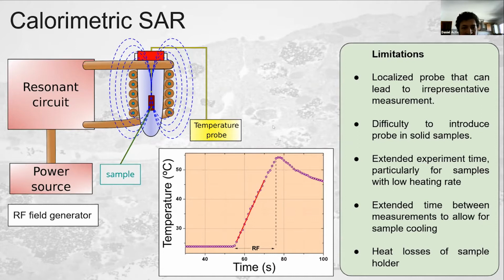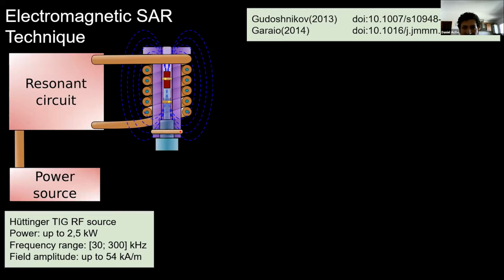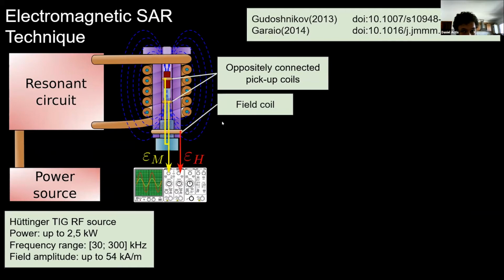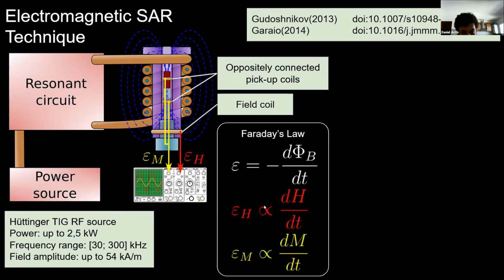So several authors have come up with an electromagnetic SAR technique via magnetic induction. Here the sample is placed inside the same field generating solenoid, but also inside a pickup coil, and another pickup coil lies in a position of equal field strength as the sample. Both pickup coils are oppositely connected, and there's an additional larger field coil outside the solenoid. Both electromotive forces are measured by a digital oscilloscope, and the physics behind the method is none other than Faraday's law. So we can obtain both magnetization and field versus time, integrating the respective electromotive forces.